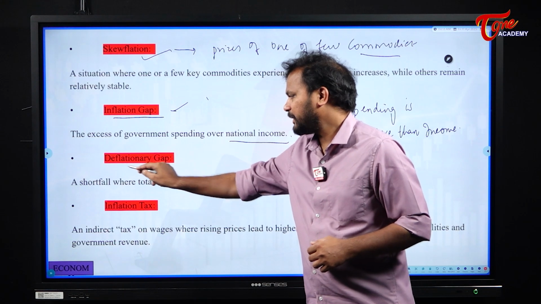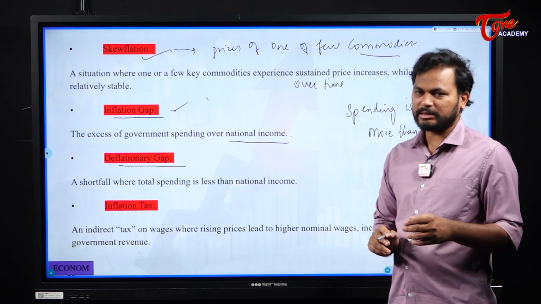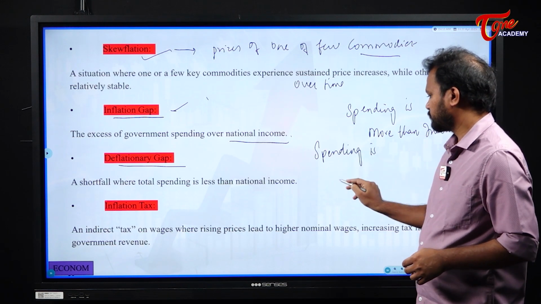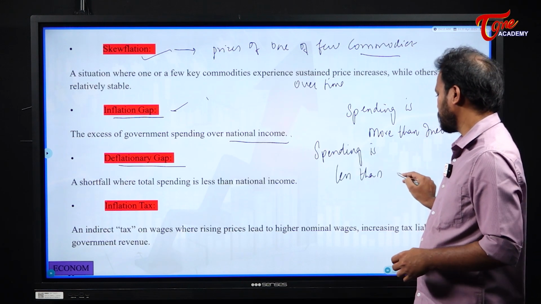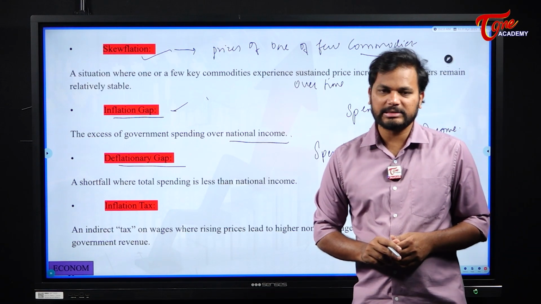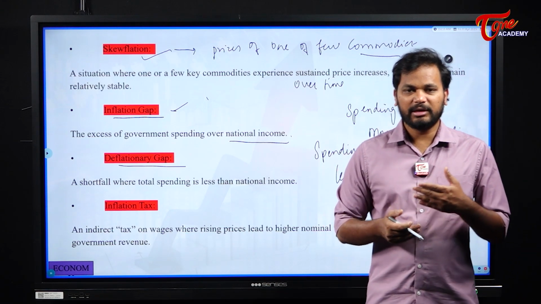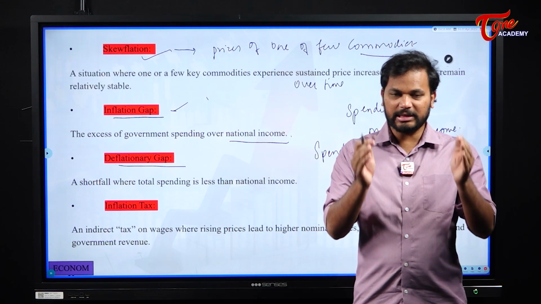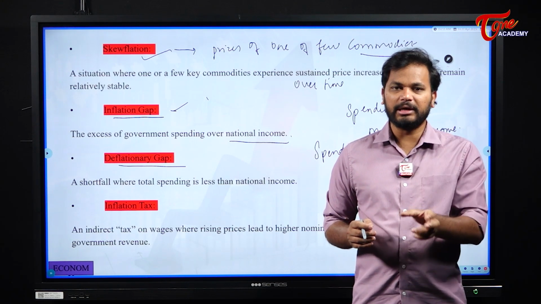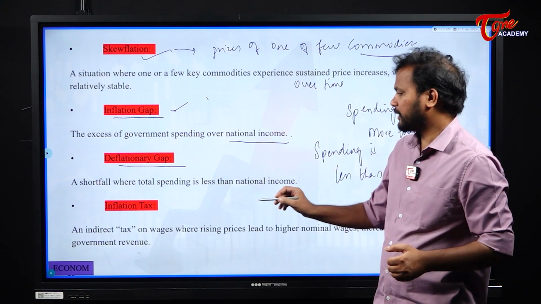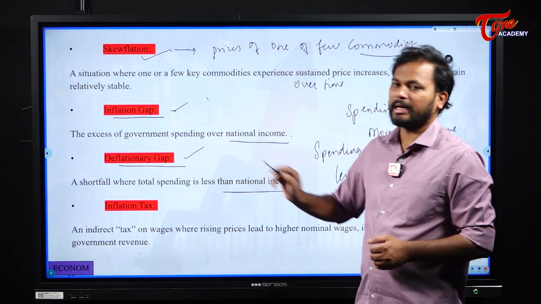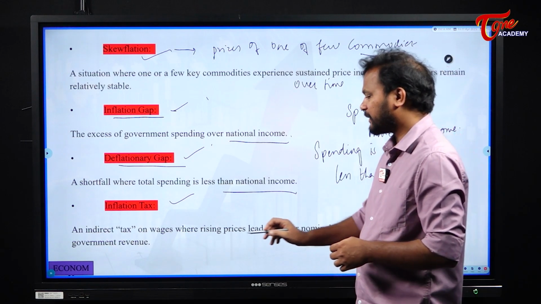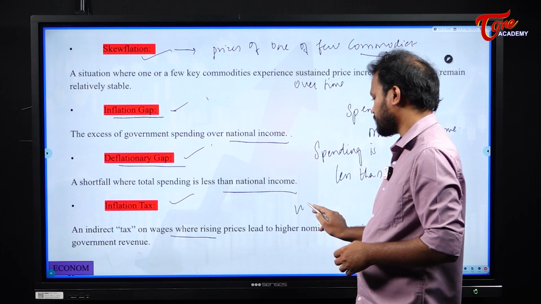Next, deflationary gap. Deflationary gap is nothing but when the spending is less than the national income. If the demand is less, and as a consequence the spending of the country, considering the country as a unit, is less than its national income, then that is what is called the deflationary gap. Next, inflation tax. It is the indirect tax on wages.